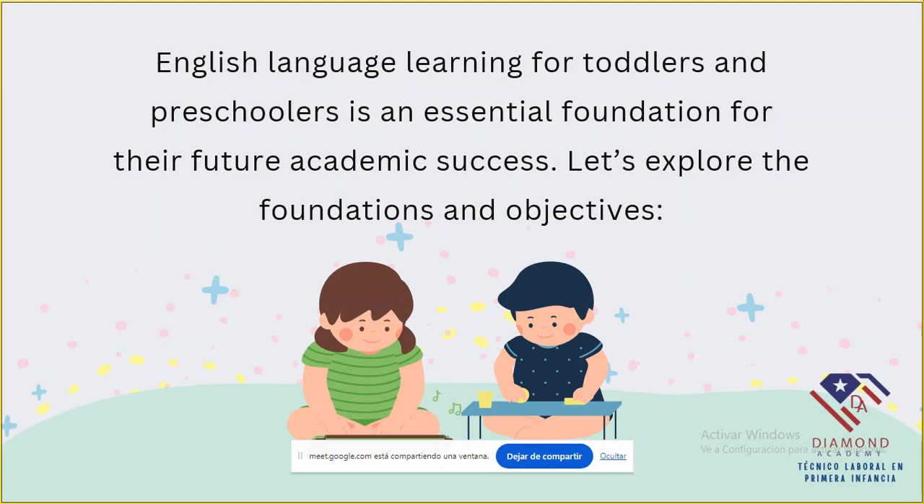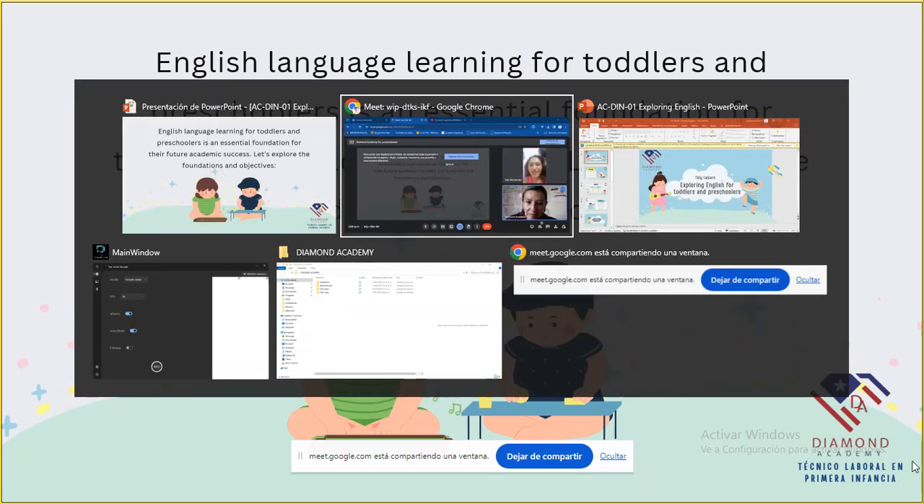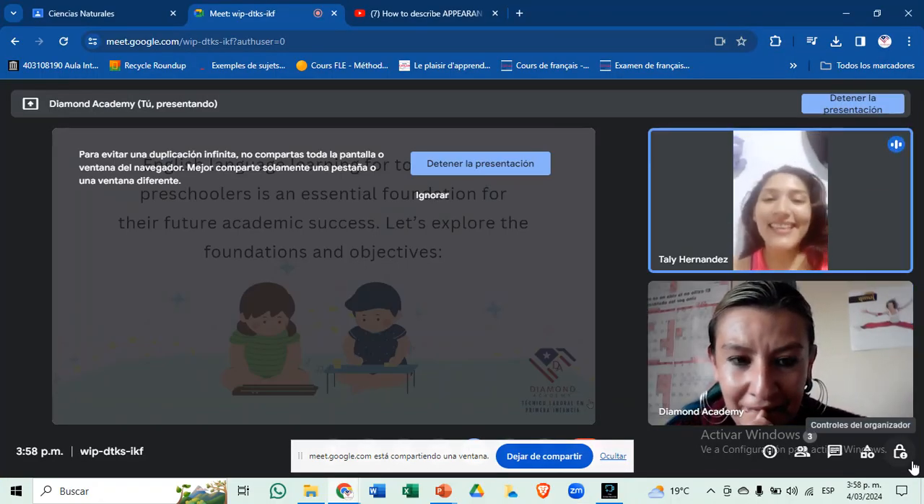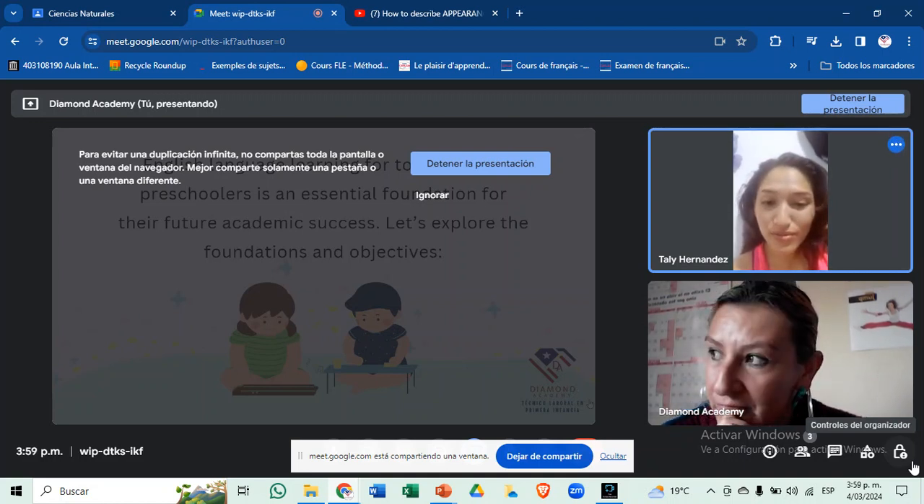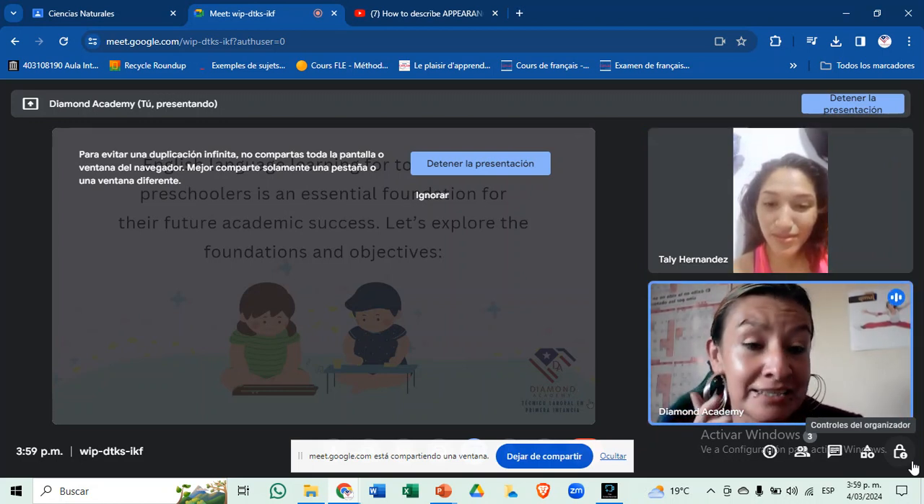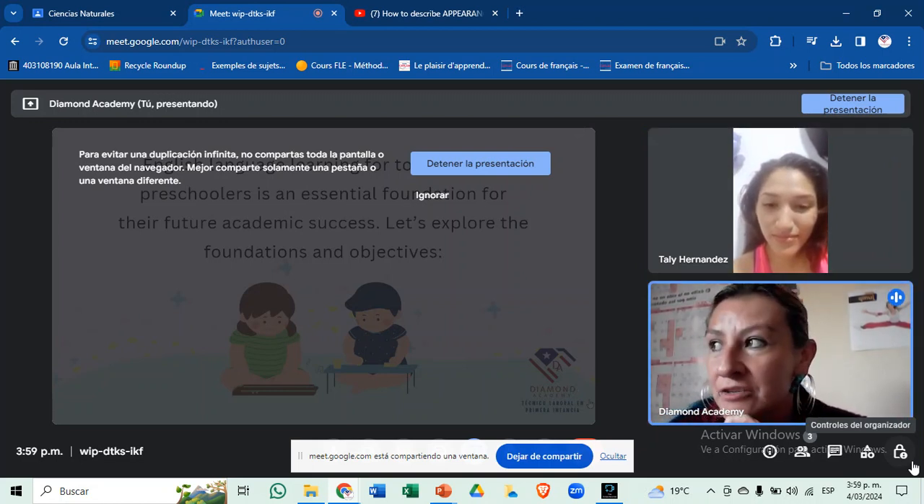Okay, in this case, what is academic success for you? For toddlers and preschoolers, what is academic success? ¿Qué es academic success? O sea, éxito en sus estudios. Yes, éxito en el estudio. ¿Cómo sería ese academic success en el caso de los preschoolers y de los toddlers?